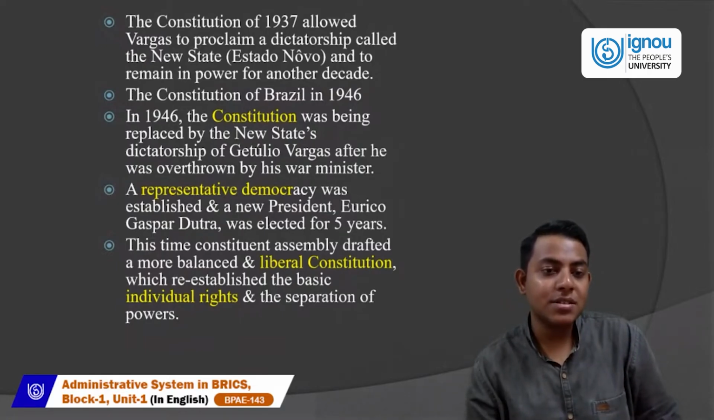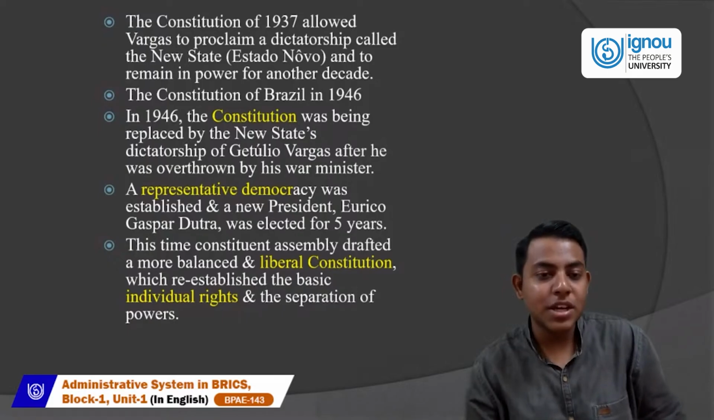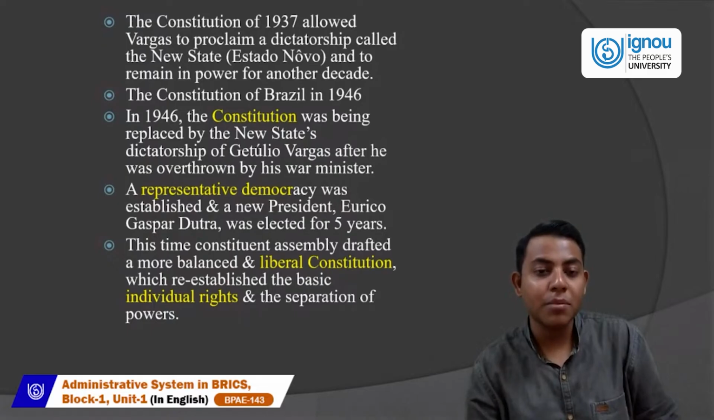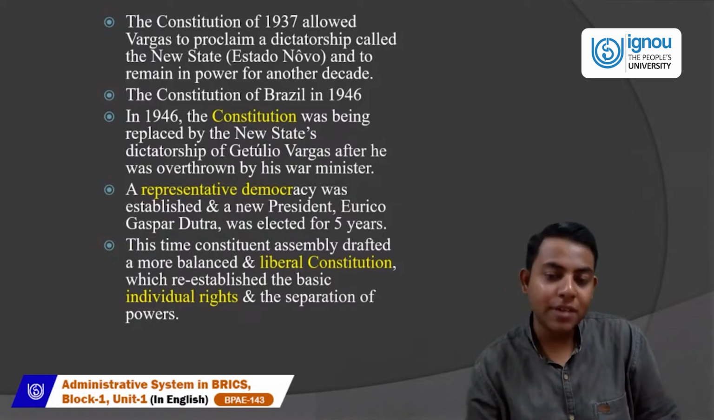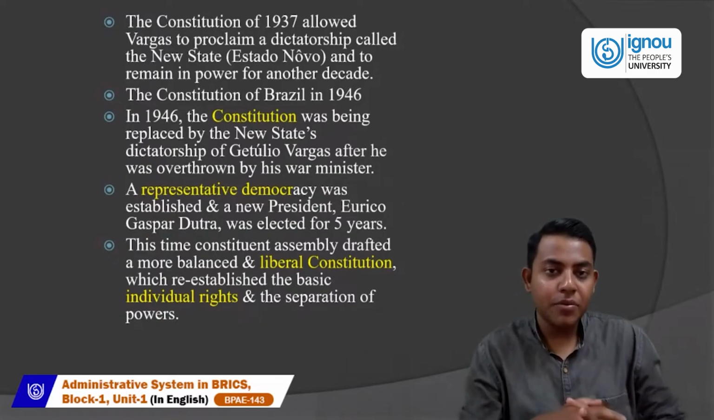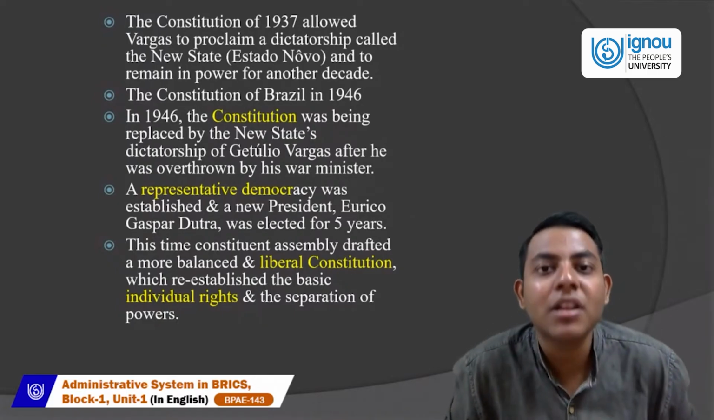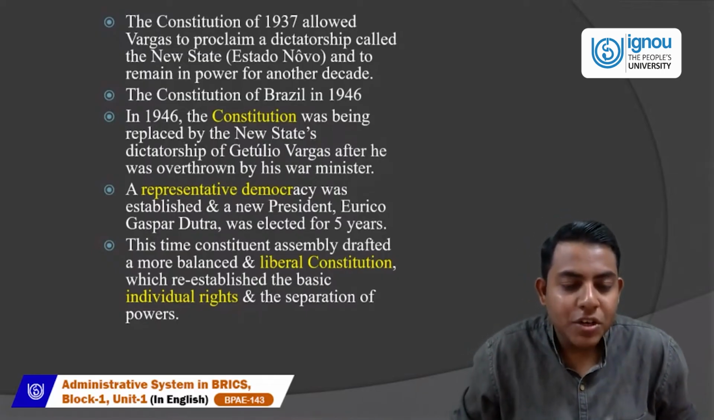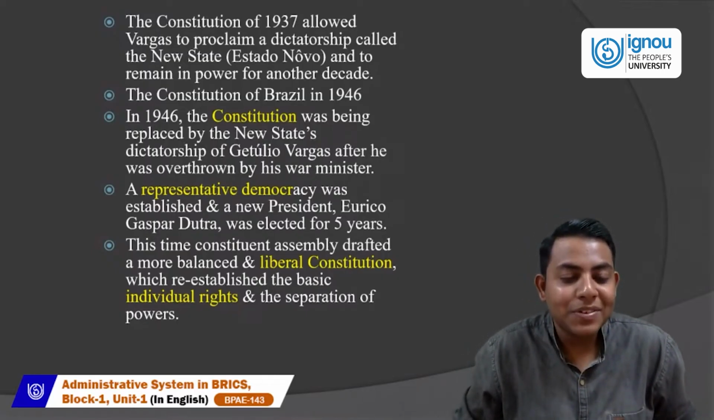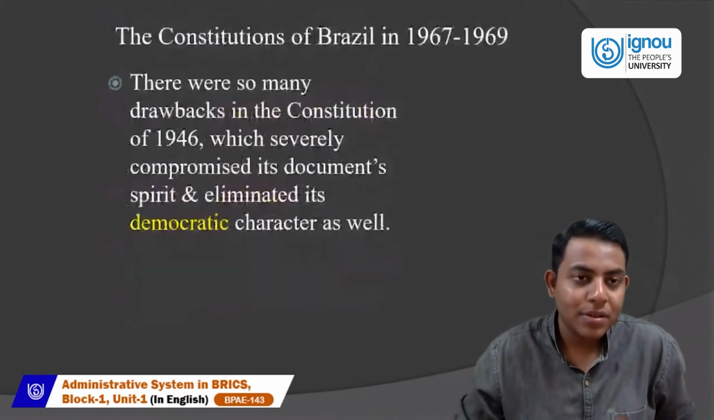So in 1946, another constitution of Brazil came into being. In 1946, the constitution was replaced by the new state's dictatorship of Getulio Vargas after he was overthrown by his war minister. So a representative democracy was established and a new president, Eurico Gaspar Dutra, was elected for 5 years. And this time, the Constituent Assembly of Brazil drafted a more balanced and liberal constitution. And this balanced and liberal constitution re-established the basic individual rights and separation of power.